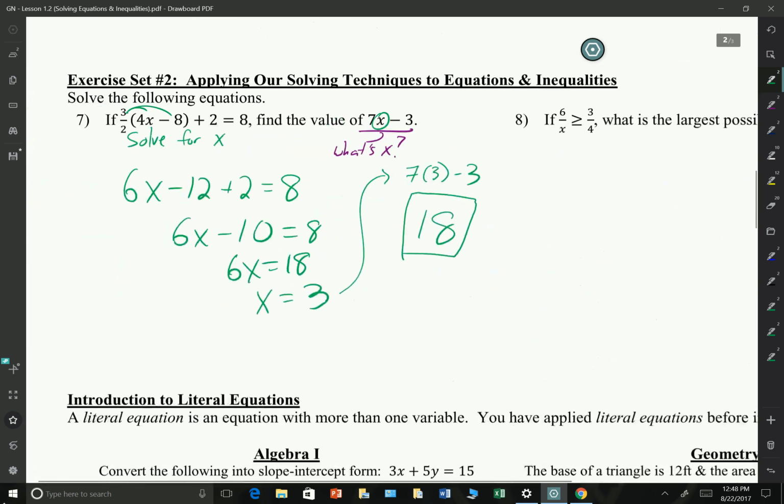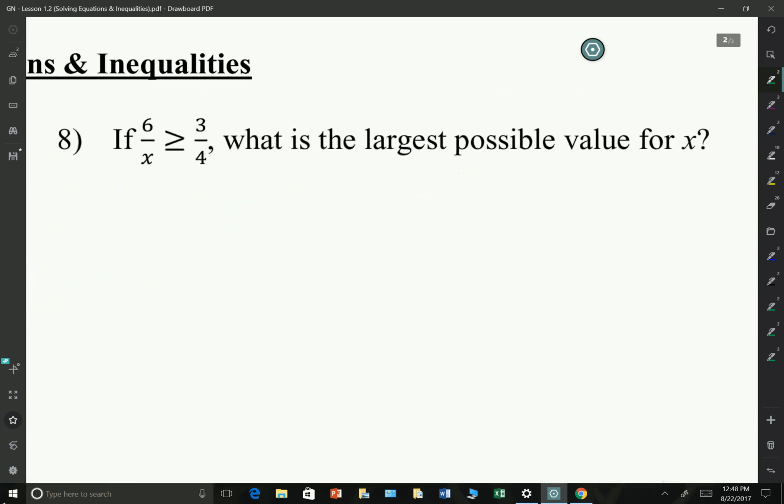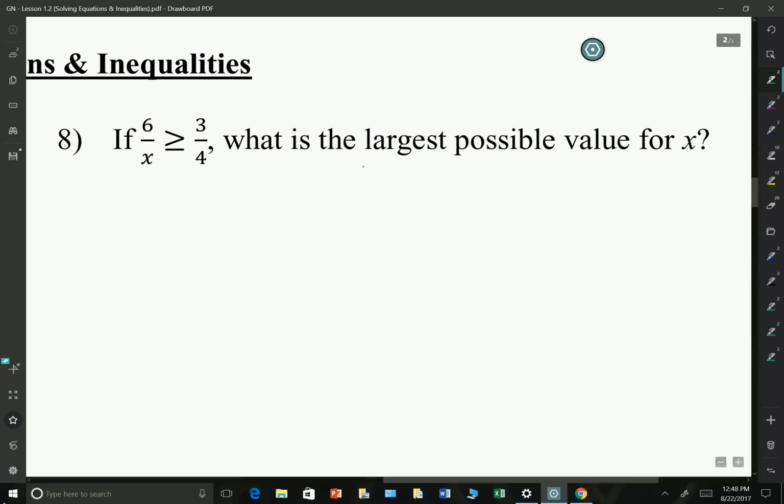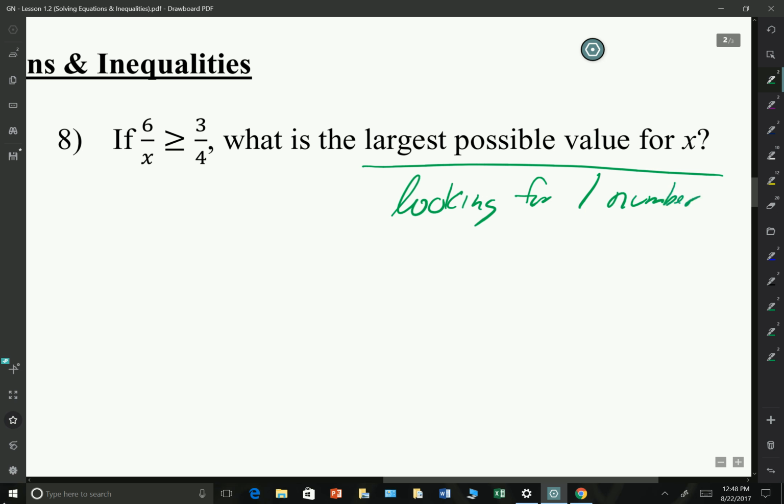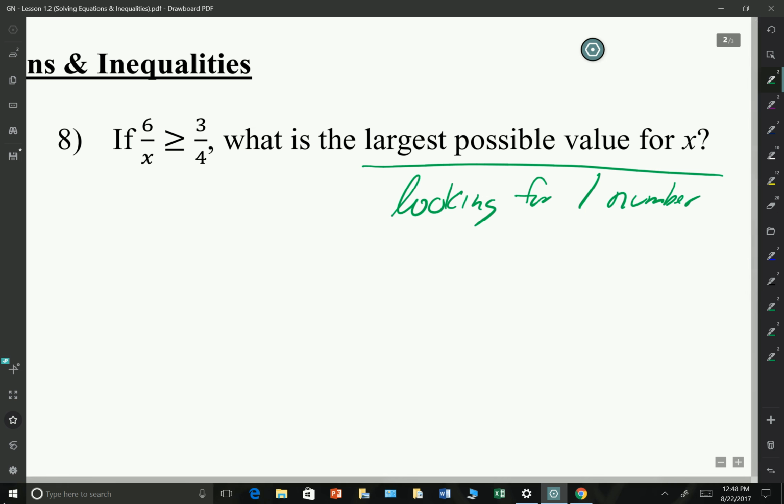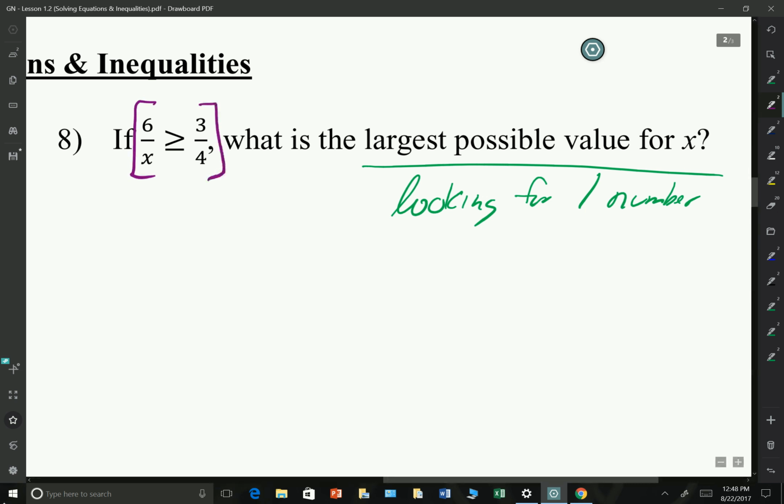All right, what is the largest possible value for x, if 6 over x is greater than or equal to 3/4? Again, it's worded weird. But if I want the largest possible value, you're looking for one number. But if I have an inequality, I'm going to solve the inequality. But I notice that inequality has what? Fractions. Well, get rid of them. What's your denominator? 4 and x. So I'm going to multiply by 4x.